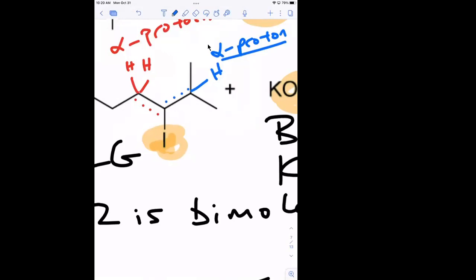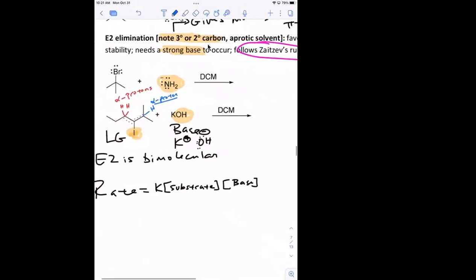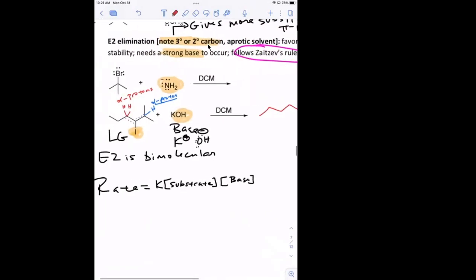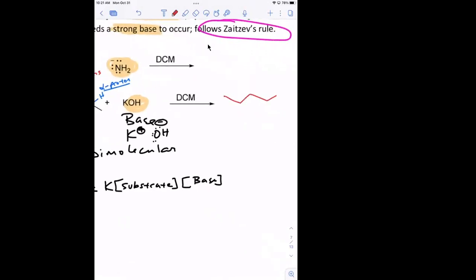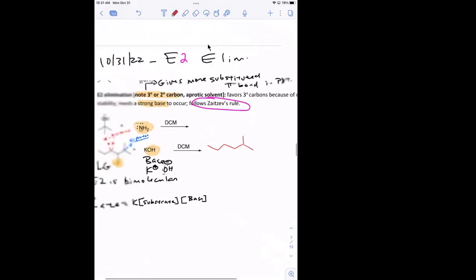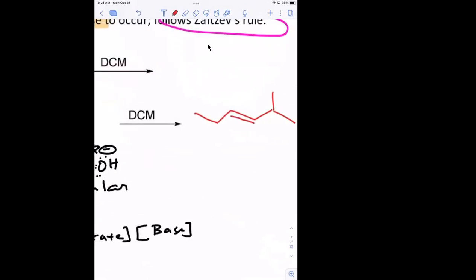So let's put the products in. Keep in mind, when I do an elimination, our leaving group gets lost, so it's no longer a part of our product. So this is going to be here. Let me draw it with the color. And that double bond is going to be here, like that.